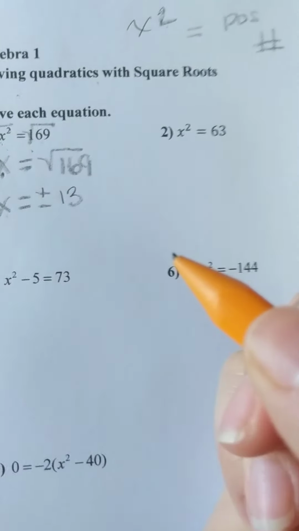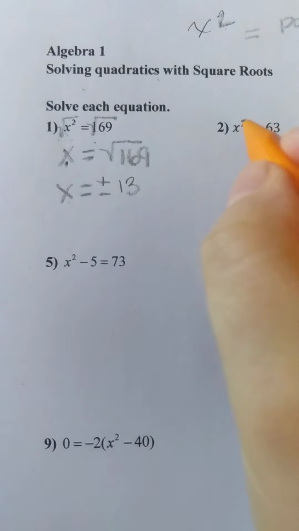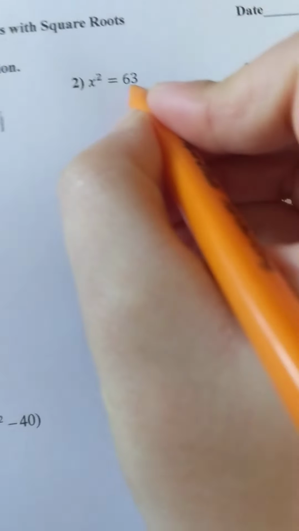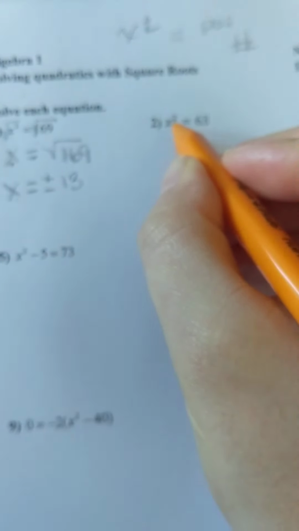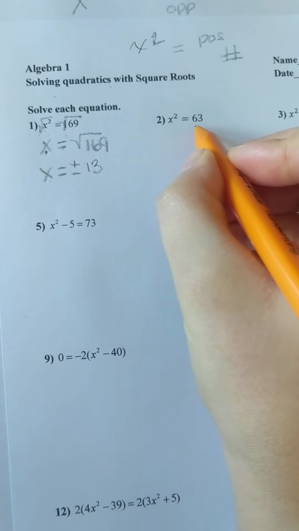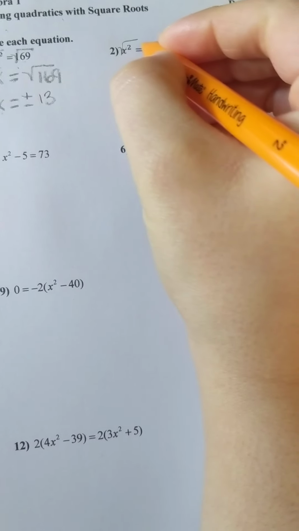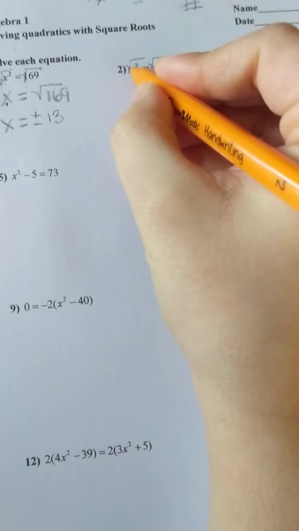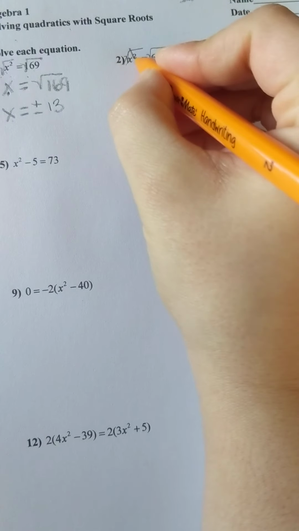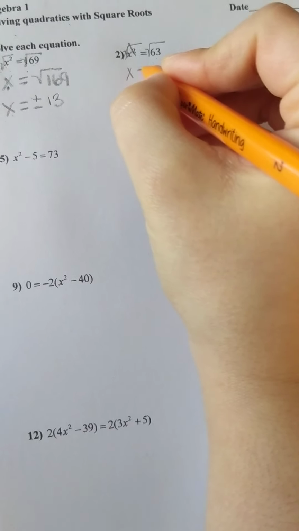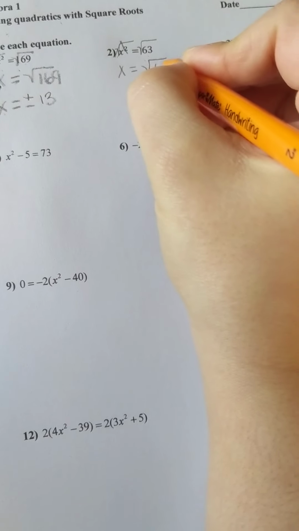Okay. Let's try again. X squared equals 63. So x squared is by itself. That's great. It equals a positive number. I can take the square root of both sides. So let's go ahead and take the square root of both sides. The square root of x squared, these cancel out, leaves me with just x, equals the square root of 63.